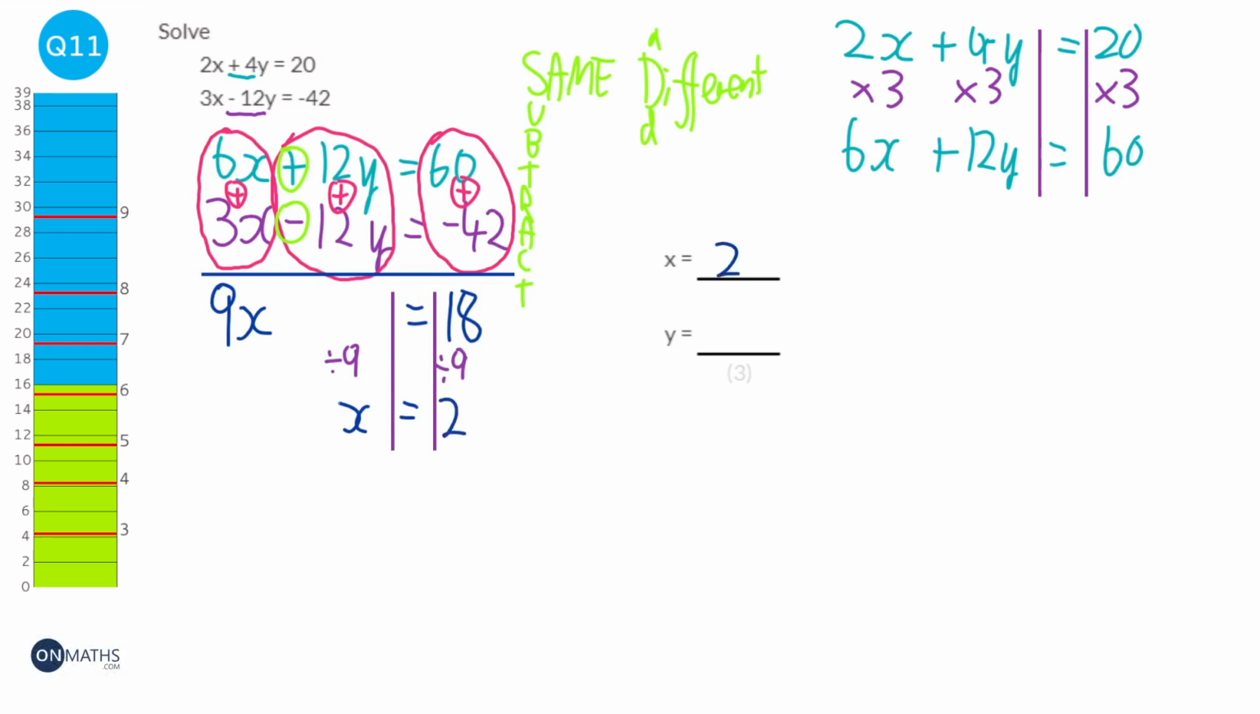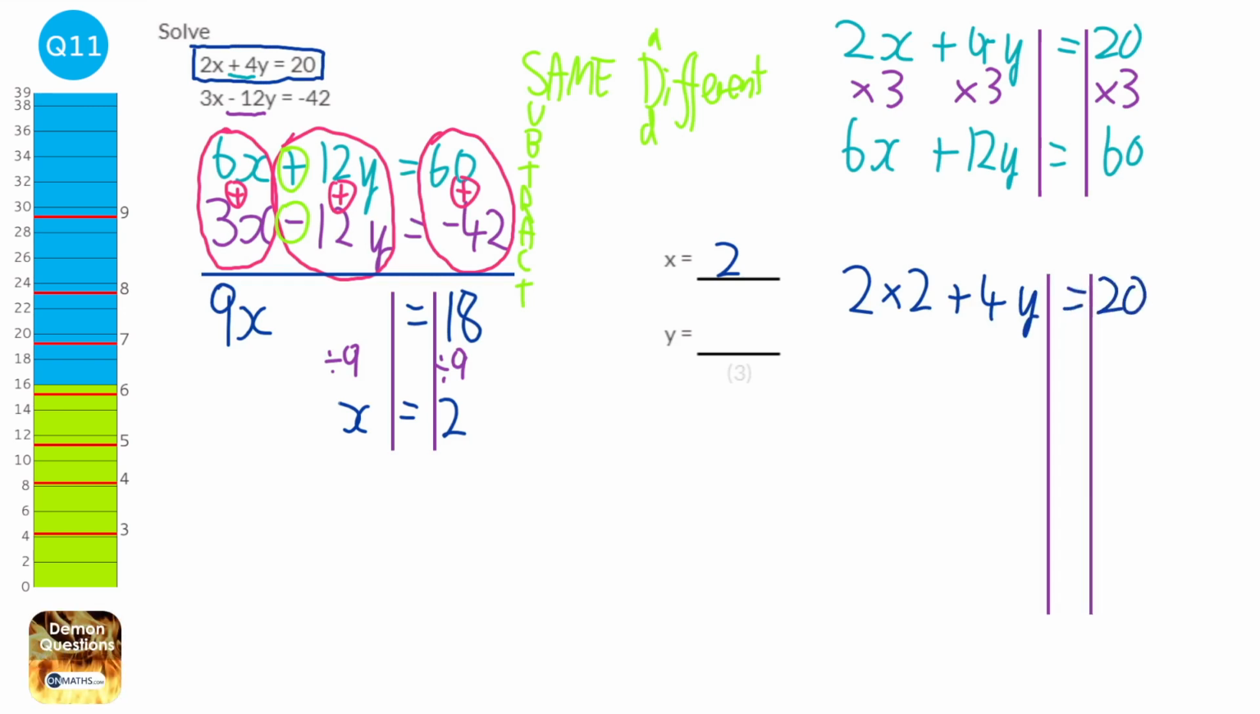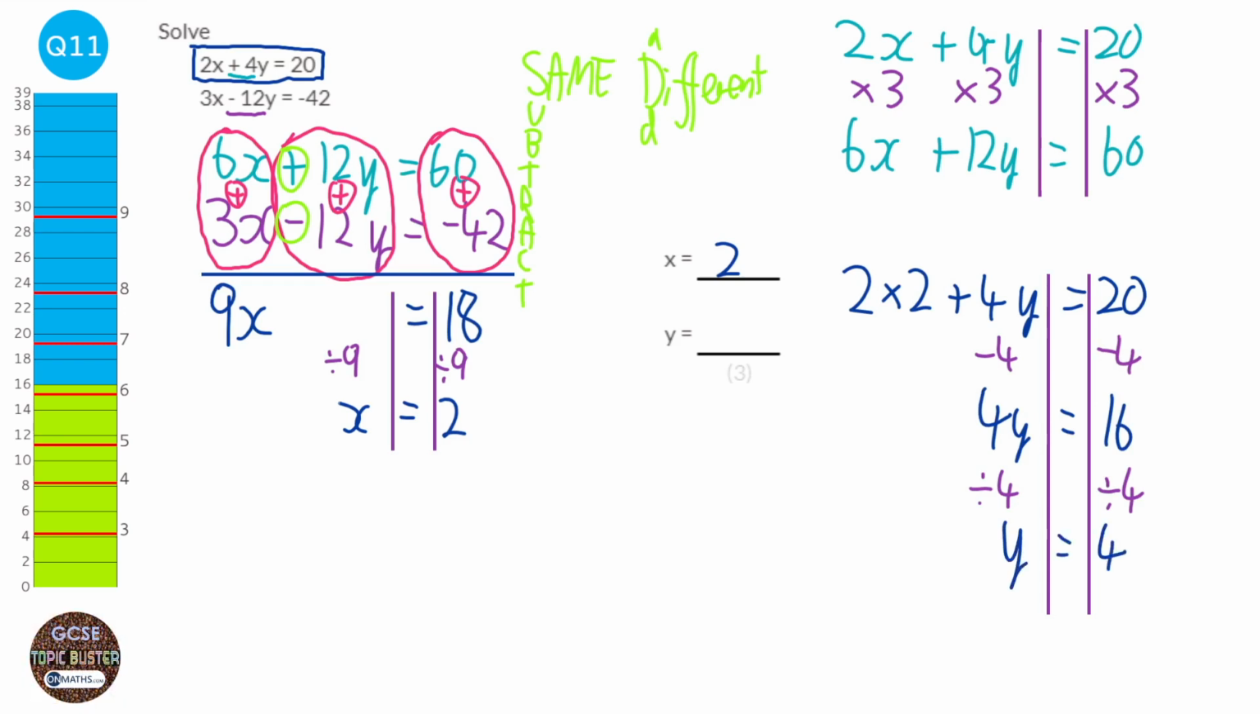Now we need to find out what y is. So what I'm going to do is copy out the first equation, but I'm going to substitute in the value of x, which is 2. So we've got 2 times 2 plus 4y equals 20. Again, put my solving lines in, because the first thing I'm going to do is take away the 2 times 2, or take away the 4 from both sides. So we've got 4y equals 16, and then we're just going to divide by 4 both sides. So we get y equals 4. And we can check that with the second equation by substituting in the values of x and y. So 3 times 2 minus 12 times 4 is equal to minus 42.